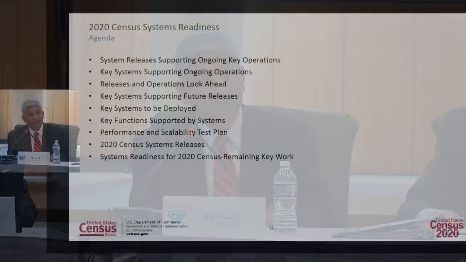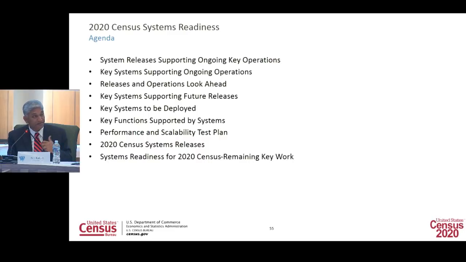And the systems obviously include SetCap systems. As you all know and you have heard, we have completed the address canvassing operation, many of the peak operations successfully for the 18 test. We are now getting ready to support response processing, data products and dissemination, and redistricting data operations. So what we put together as an agenda for today is to first recap the releases and systems supporting ongoing key operations, go over the remaining releases and systems to be deployed, and then talk about getting ready for the 2020 census, including the performance and scalability test plan, the systems release plan, and remaining key work.